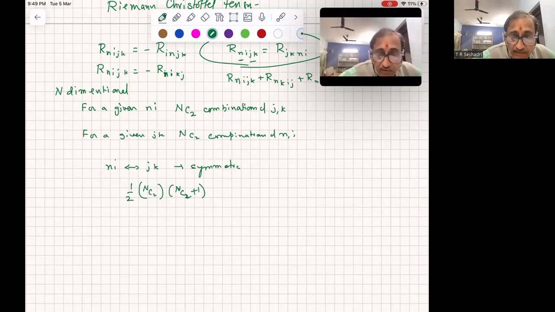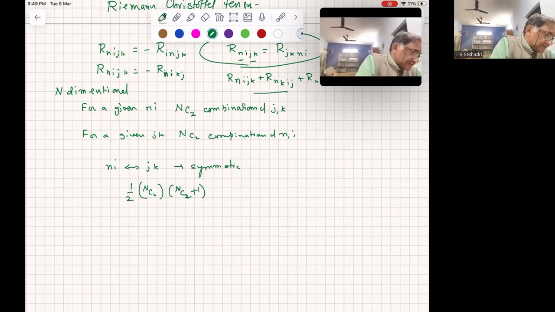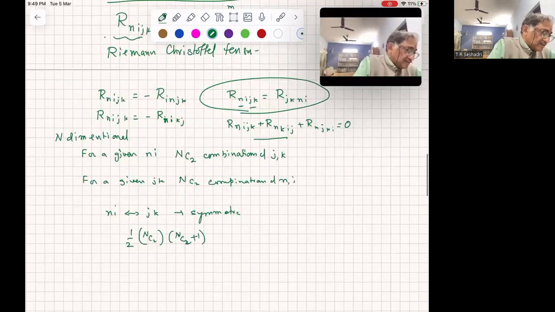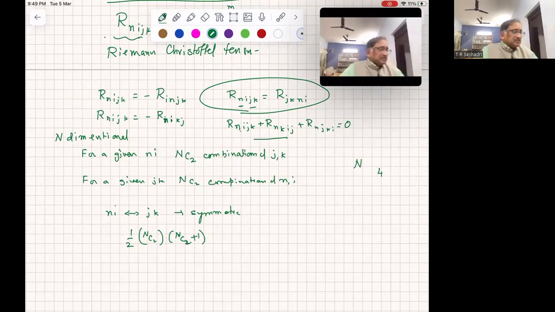Now, here what I have used is only the first 3 facts. Now I have this extra condition. Here the independent constraints will be out of n dimension, I can pick up any 4 because I have to fill 4 positions. If any 2 positions are equal, then there will be 0 and so on.